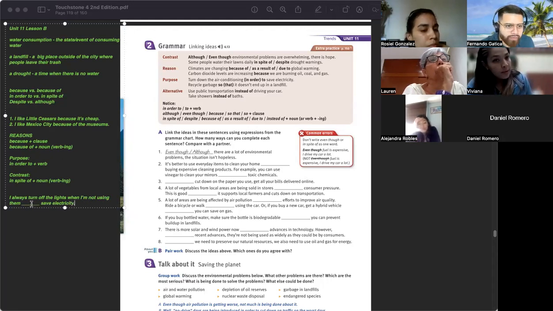In order to or in spite of? In order to. Right, in order to.